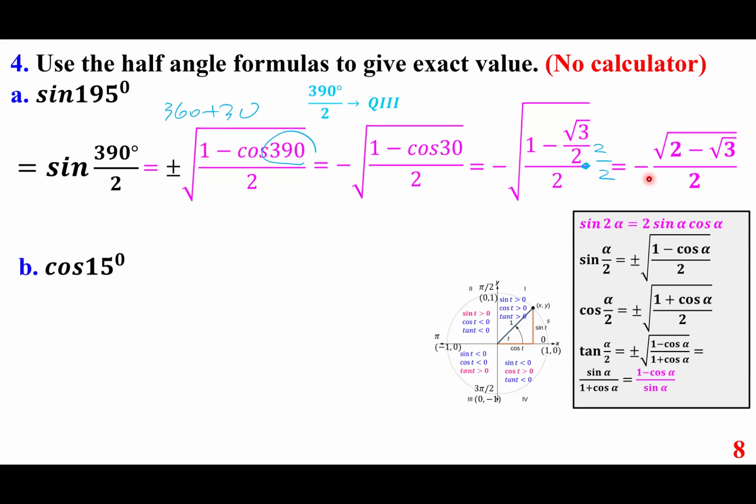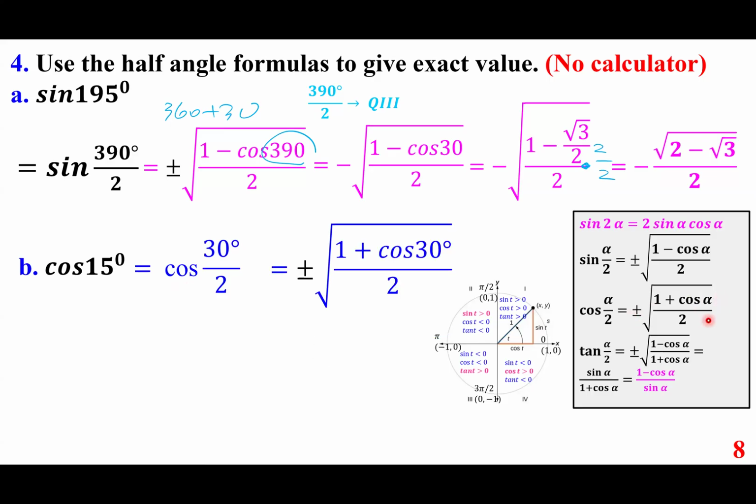Okay, so what happens here? 15 is half of 30. So cosine of 30 over 2. Why are we using 30? Because 30 is a common arc. So plus minus the square root of 1 plus cosine alpha over 2, that means cosine 30. Now, cosine of 30 is square root of 3 over 2. Are we going to use plus or minus? It depends, because 15 degrees is in the first quadrant. Everything is positive.